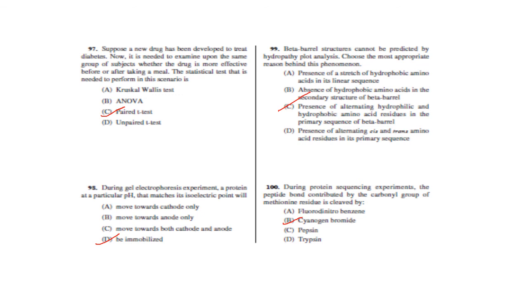Then next one. During protein sequencing experiments, the peptide bond contributed by the carbonyl group of methionine residue is cleaved by... So cyanogen bromide cleaves at the carbonyl group of methionine residue, or the C-terminal side of the methionine residue. So cyanogen bromide. Answer is option B.